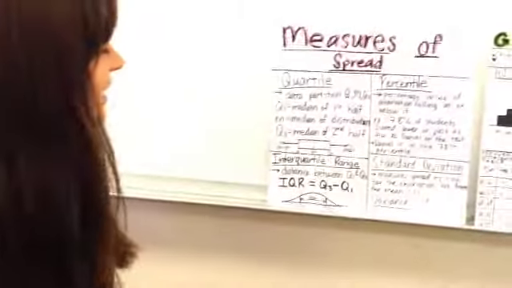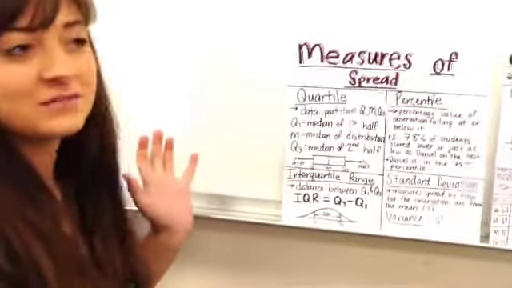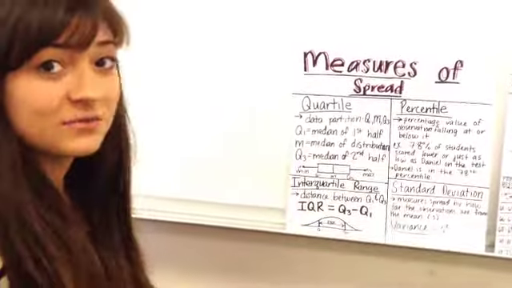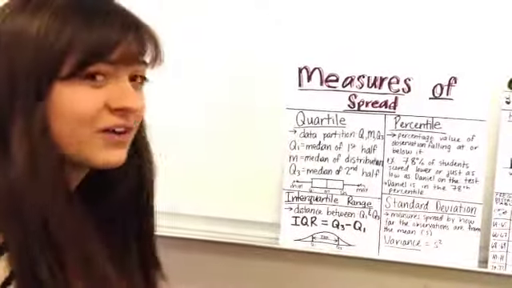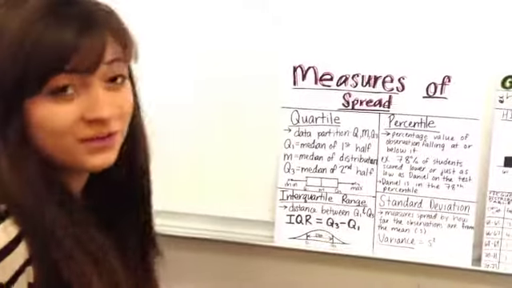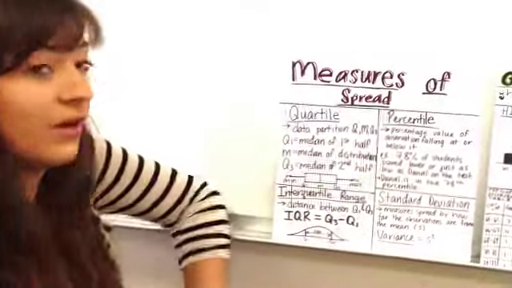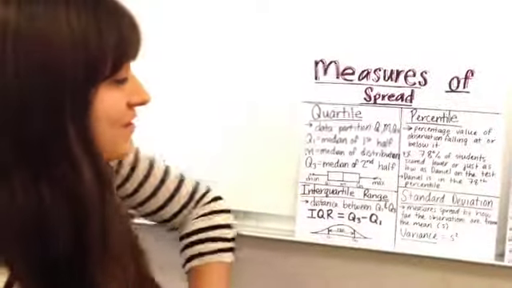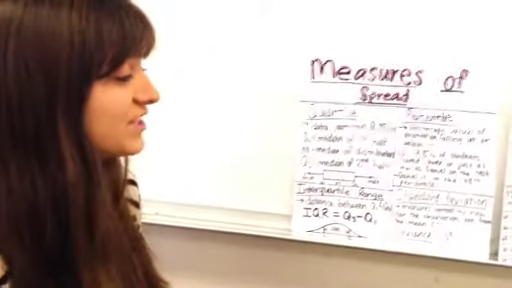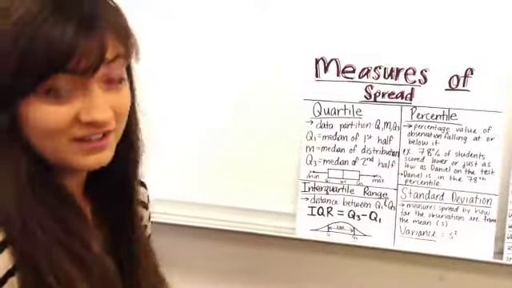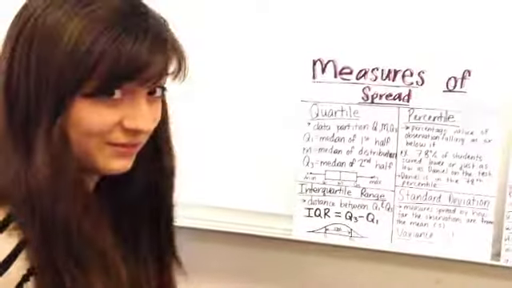Using that, we can find the interquartile range, which just means it's the distance between Q1 and Q3. It's the range that the quartiles go. We also have percentile, the percentage value of an observation falling at or below it. One example of this would be, say 78% of students scored lower or just as low as Daniel on the test. Then that means that Daniel is in the 78th percentile.